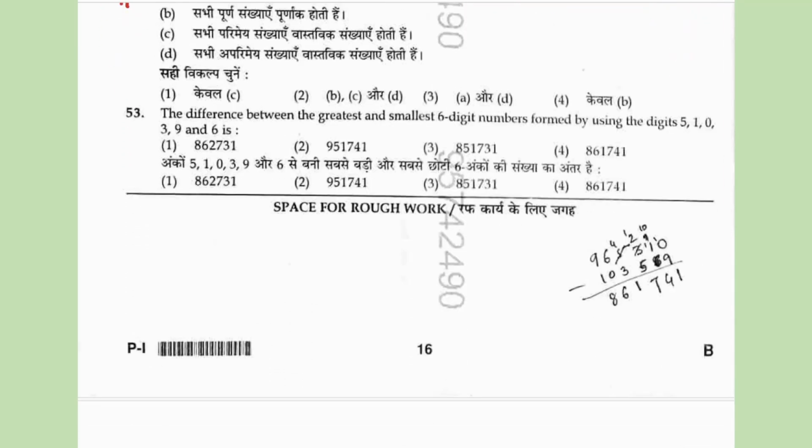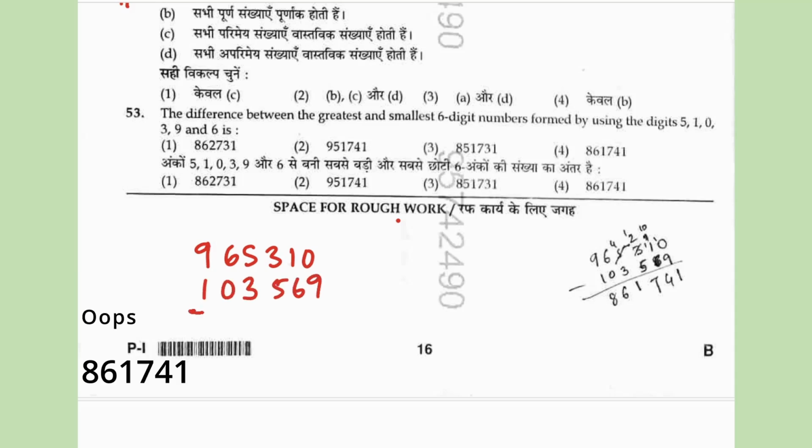Let's move on to the next one, which is the difference between the greatest and smallest 6-digit number. The student has done it very correctly. So the greatest 6-digit number is 965310, and the smallest is 103569, and the answer is 861471.